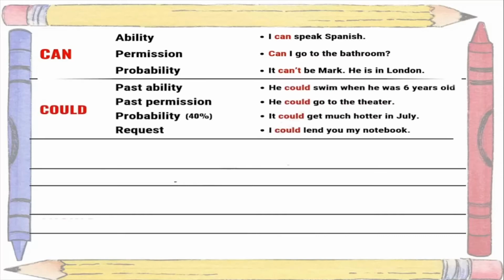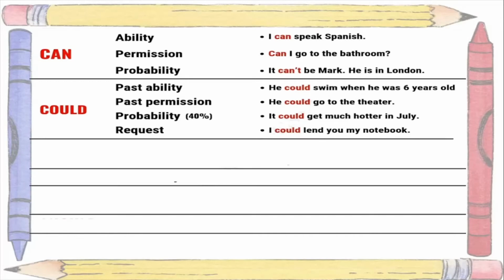Then we have could. Again, could shows past ability. He could swim when he was 6 years old. Could shows past permission. He could go to the theatre.